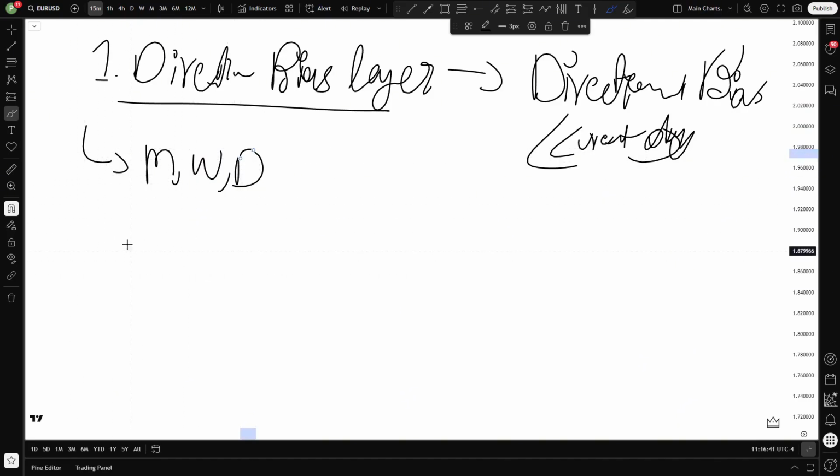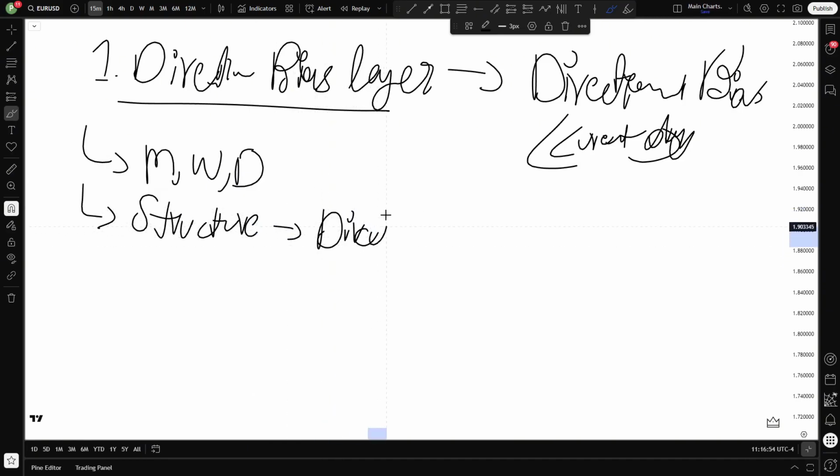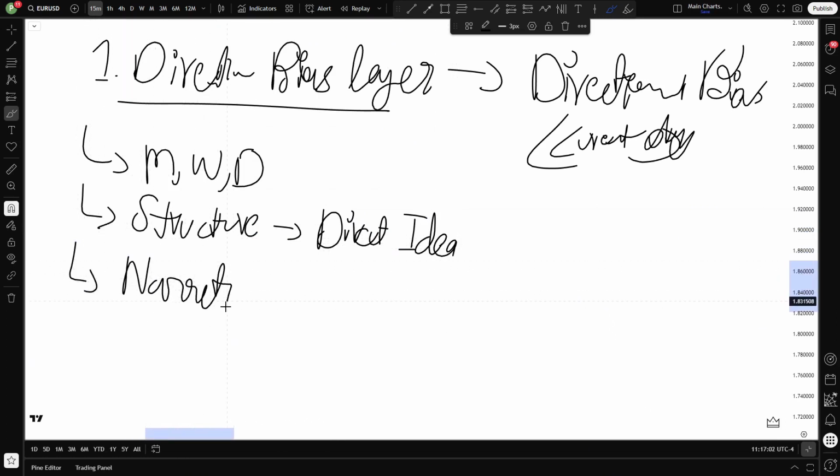Then we had the two technical components. First, the structure component, whose job is to basically establish a directional idea, and then the narrative component or part, where we will basically turn this idea into a directional bias.